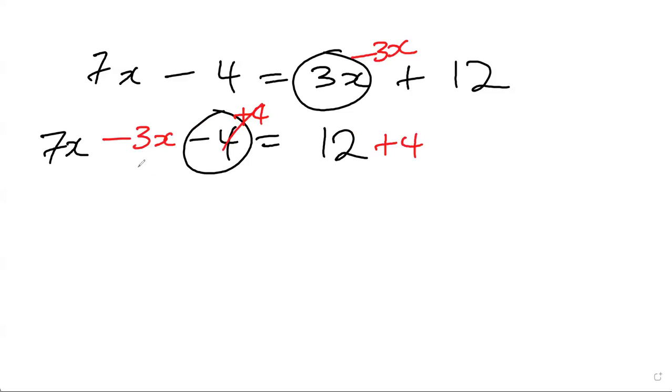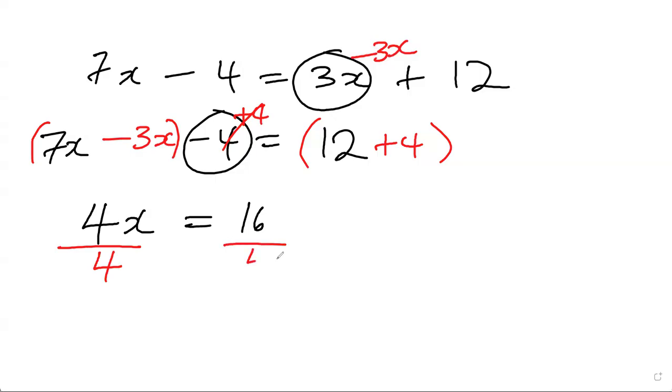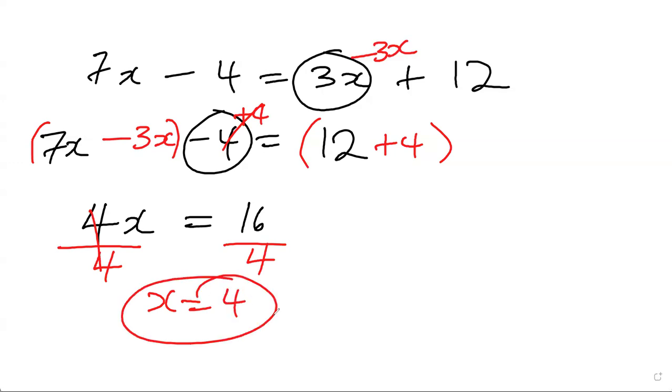So easy, isn't it? We have all of the x's on one side, and we have the numbers on the next side. Now we can compute, right? So 7x minus 3x, that is going to give us 4x. 12 plus 4, 16. And then, of course, we take the opposite, which is to divide by 4. Anything we do to one side, do to the next side. So x is equal to 4.